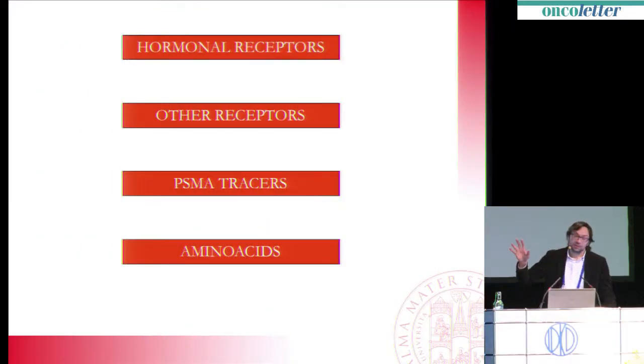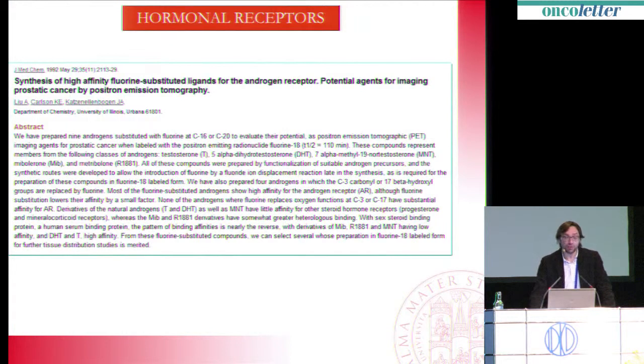These are the groups in which you may consider new tracers to be available. That's hormonal receptors, essentially. Other different receptors that have been demonstrated to be overexpressed in prostate cancer, of course, the PSMA tracers, and finally some amino acids. Hormonal receptors have been described long ago, especially in the US. There have been a lot of studies on that.